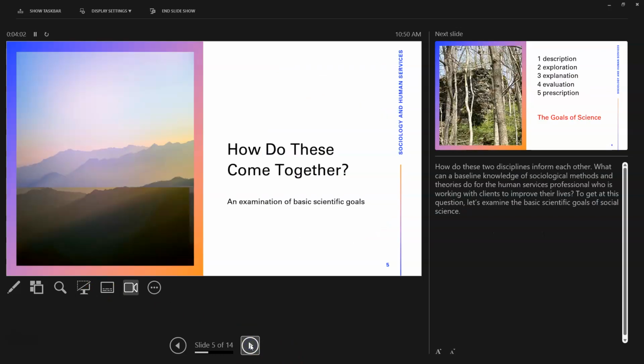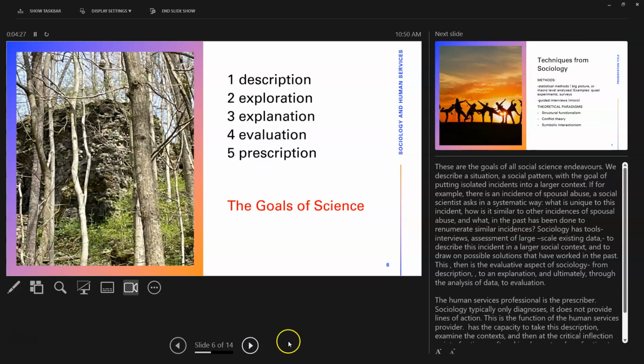So how do these disciplines inform each other? What can a baseline knowledge of sociological methods and theories do for the human services professional who is working with clients to improve their lives? To get at this question, let's first examine the basic scientific goals of social science. These are the goals of all social science endeavors.